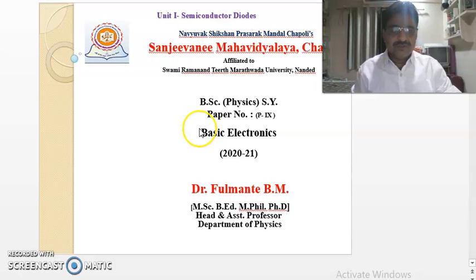In this lecture we are discussing light emitting diode, its working principle in detail along with the diagram, its applications, some special usage also. This lecture is again concerned to BSc second year students, subject physics, paper number 9, basic electronics.